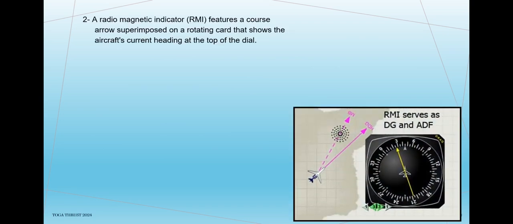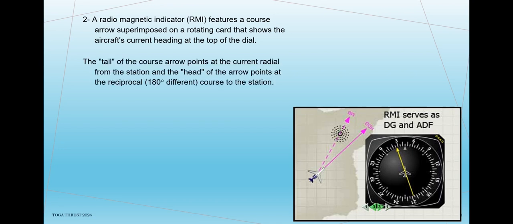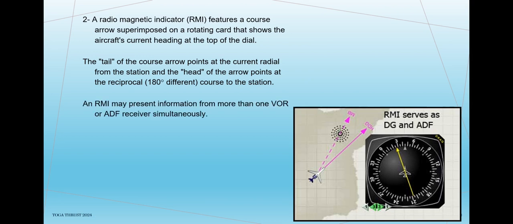2. A radiomagnetic indicator, RMI, features a course arrow superimposed on a rotating card, that shows the aircraft's current heading at the top of the dial. The tail of the course arrow points at the current radial from the station, and the head of the arrow points at the reciprocal, 180 degrees different, course to the station. An RMI may present information from more than one VOR or ADF receiver simultaneously.